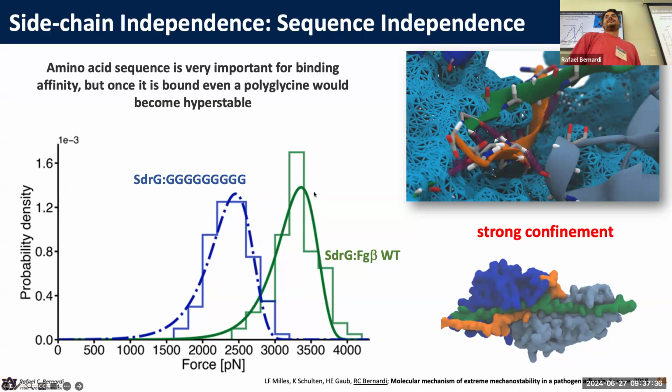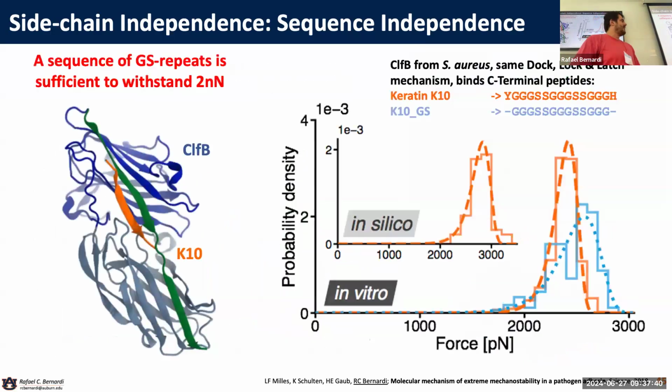But you can tell me, yeah, that's crazy stuff that you did in the computer. You know? But we were lucky because there is another adhesin that binds this K10 peptide that is basically a bunch of glycines, only a few serines in the middle. So it's like very few side chains. And then we measured that both experimentally and in the computer, and we could see there was also in the nanonewton regime, and they were actually super strong as well. So the same.